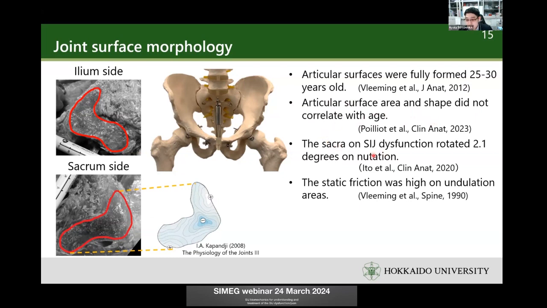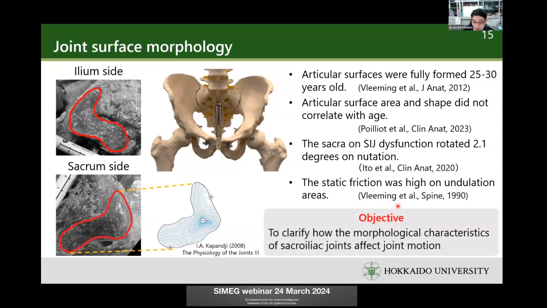But in sacroiliac joint dysfunction, the sacrum rotated 2 degrees in nutation. And in a biomechanical study, the investigator also investigated the static friction with an experiment. He showed that undulation areas have a high static friction. But only these papers show the biomechanics. So here I want to clarify how the morphological characteristics of the sacral joint affect the joint motion.